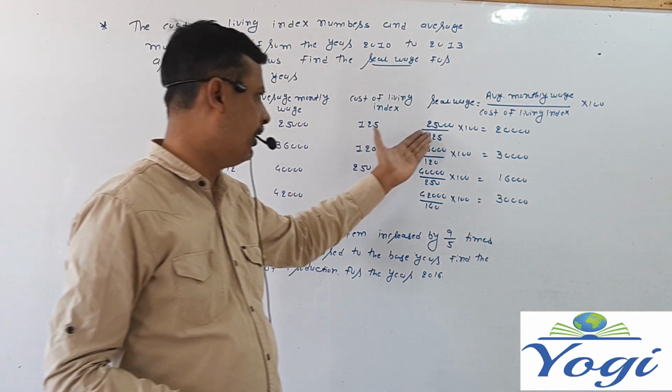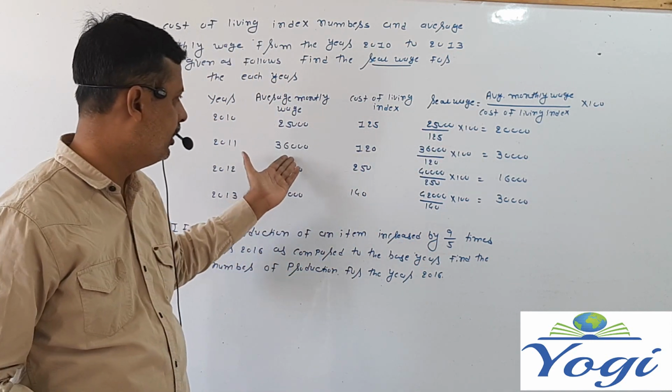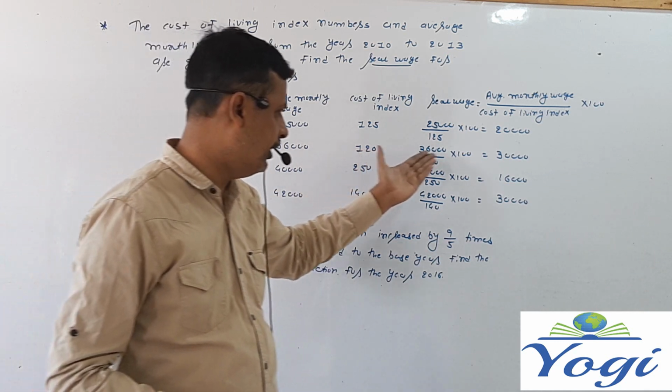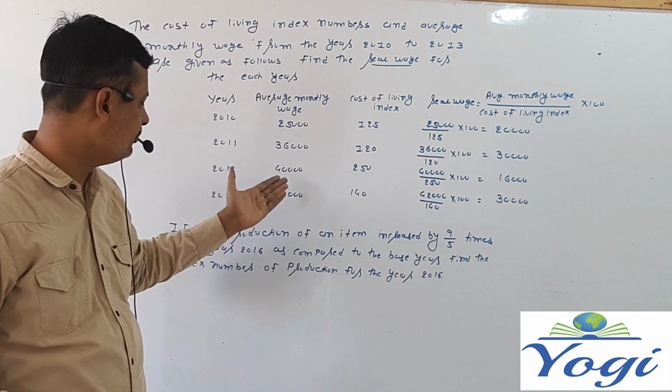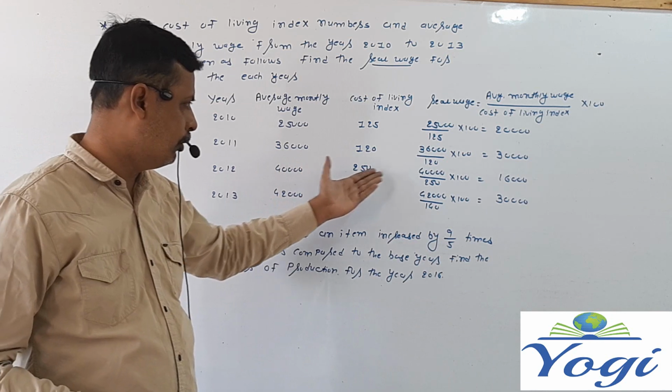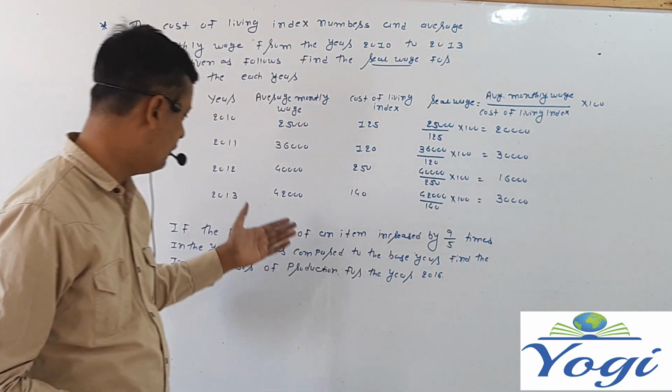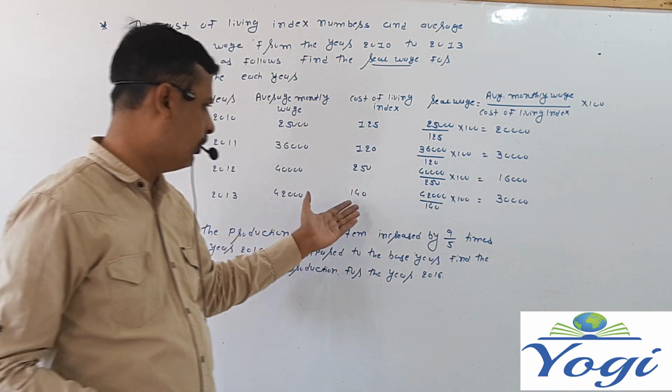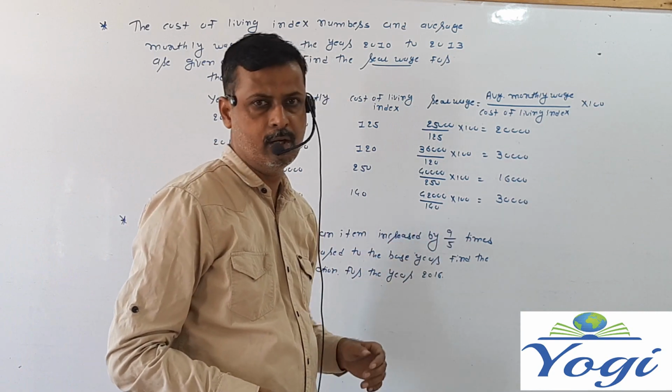25,000 upon 125 into 100, 20,000. 36,000 upon 120 into 100 becomes 30,000. 40,000 upon 250 into 100, 16,000. 42,000 upon 140 into 100 becomes 30,000.